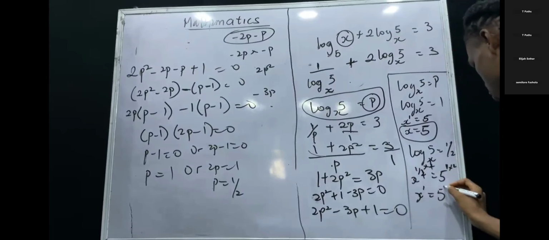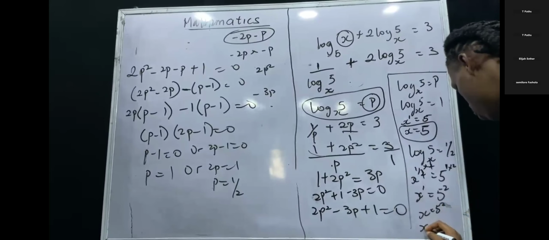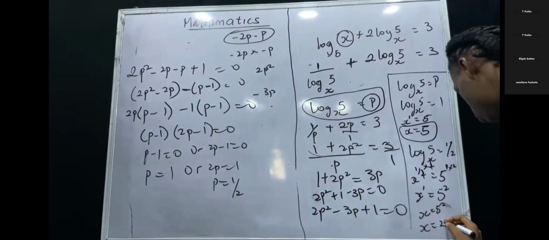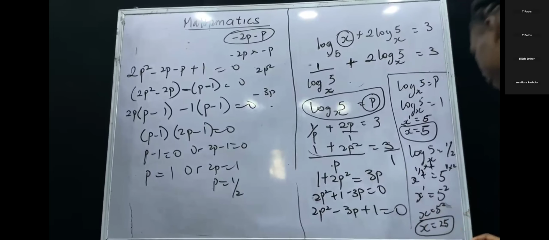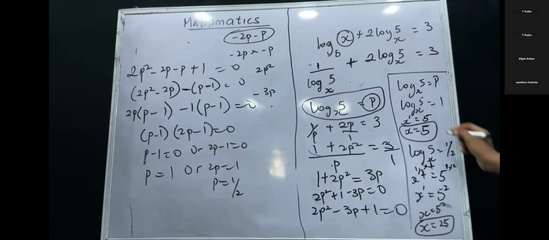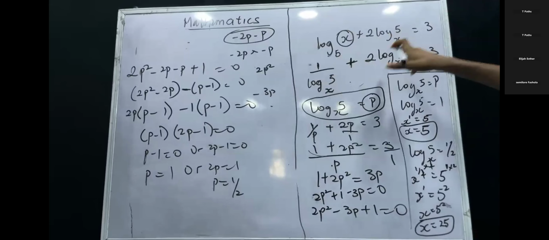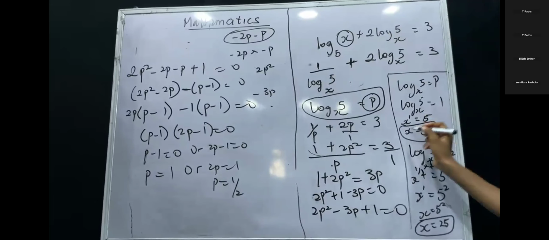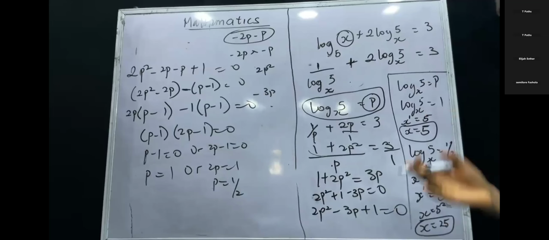1 times 2 is 2. So x is equal to 5 squared. And if you simplify this, x is equal to 25. So I have the value of my x as 25, or x is equal to 5. So when I solve for this expression here, log x to base 5 plus 2 log 5 to base x equals 3, I have my answer as x equals 5 or x equals 25. Those are the values of my x.